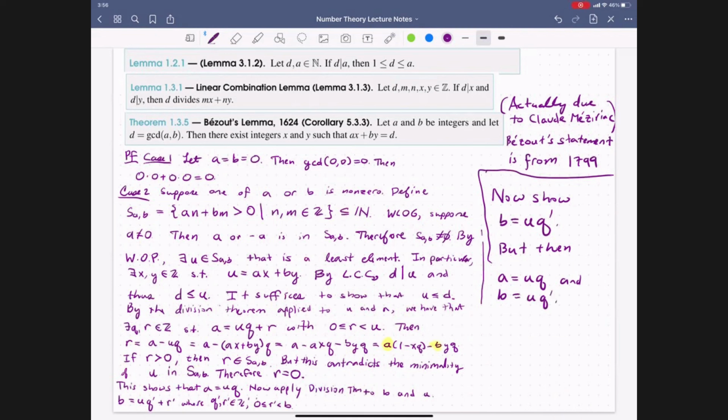So therefore, U divides both A and B, and so in particular U divides D, the greatest common divisor of A and B. So we end up getting that U is less than or equal to D. But that's what we wanted to show. Since we already showed that D was less than or equal to U, we needed to show that U is less than or equal to D. And so thus U equals D, and this completes the proof, and so QED.